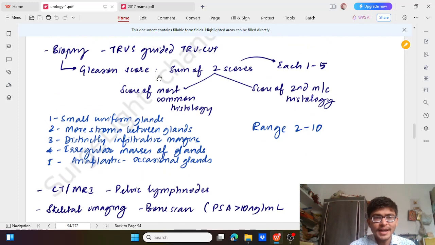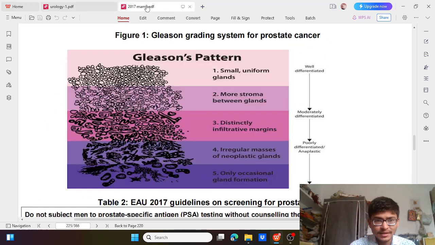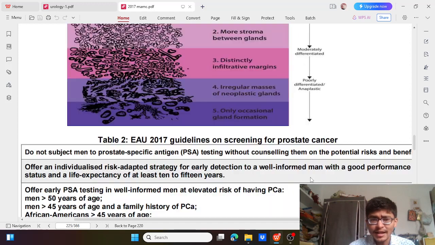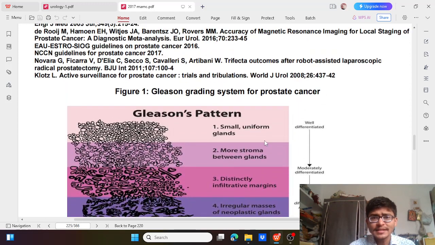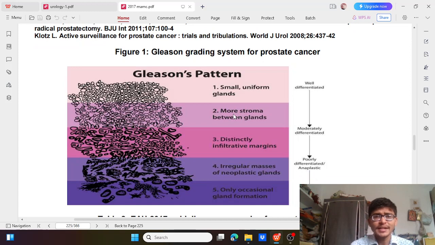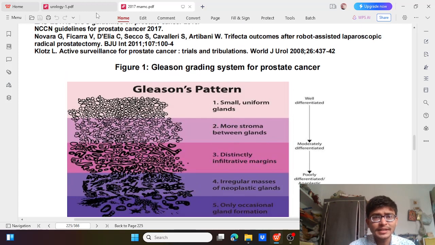So just to go ahead and understand this in more detail, we'll see the Gleason grading system for prostate cancer in diagram form. That is small uniform glands, more stroma between glands, infiltrative margins, irregular masses of neoplastic glands, and occasional gland formation. From well differentiated to moderately differentiated to poorly differentiated and anaplastic. So this Gleason grading scoring system will be helpful for histological staging of the aggressiveness of the tumor. And I would like to thank the editors and the speakers of the MAMC 2017 update.